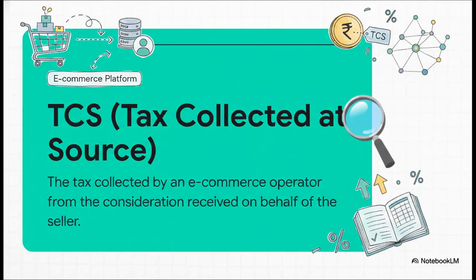Now hang on a sec. Before we dive deeper, let's just make sure we're all on the same page with this one term, TCS, or Tax Collected at Source. In super simple terms, it's just that tiny percentage of tax that, say, Amazon collects from the customer's payment for you on your behalf. This is the exact credit that we're tracking.